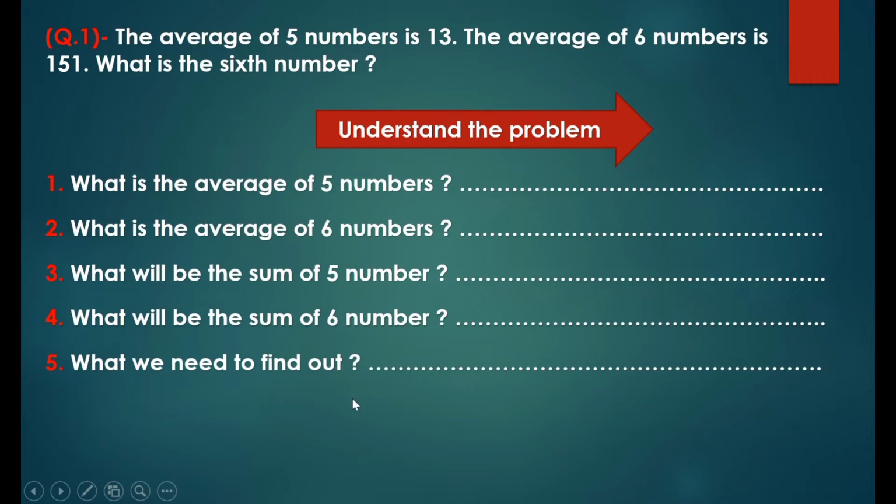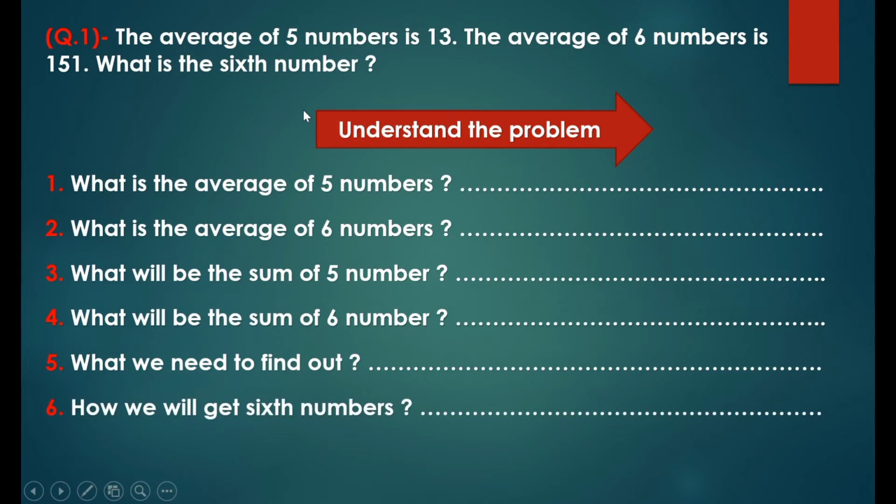So what we need to find out? Now in this question, what is it asking to find out? Now you can see in the question, what is the 6th number? So you need to find out this. Last question, how we will get the 6th number? How will you get it? Which formula will you use to get the 6th number? So this is the way you will try to understand the problem by making the short questions. Then now we will move to how you will plan and work this out.